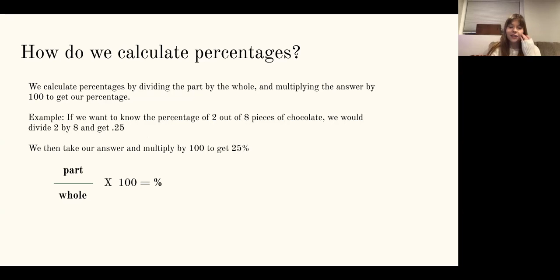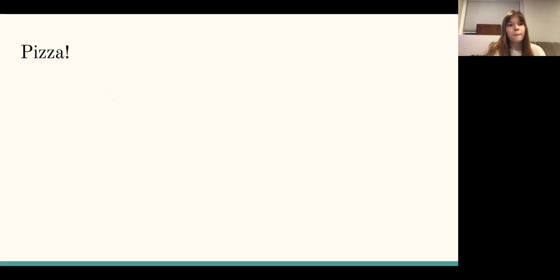So how do we calculate percentages? To calculate percentages, we can divide the part by the whole and multiply the answer by 100 to get our percentage. For example, if we want to know the percentage of 2 out of 8 pieces of chocolate, we would divide 2 by 8 and get 0.25. We then take our answer and multiply by 100 to get 25%. We can see the formula here is just part over whole times 100.